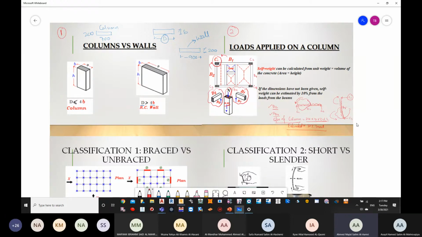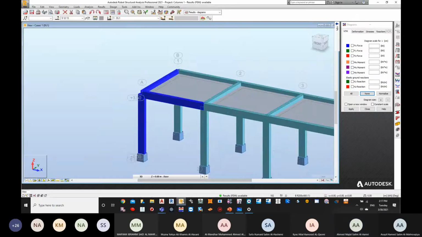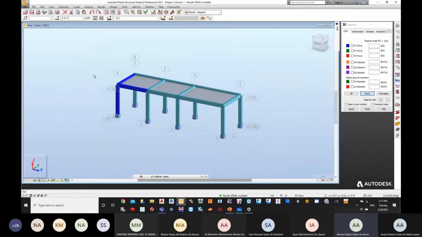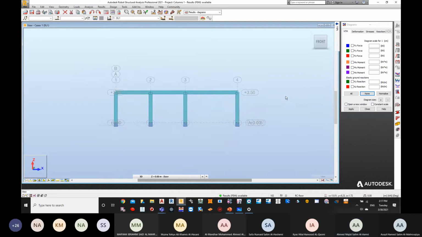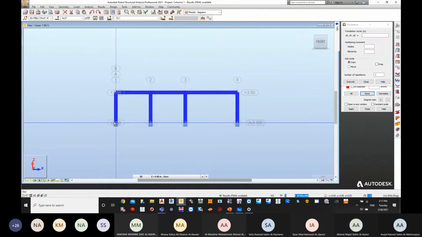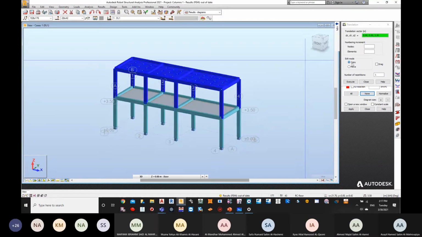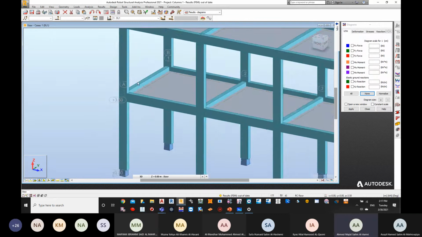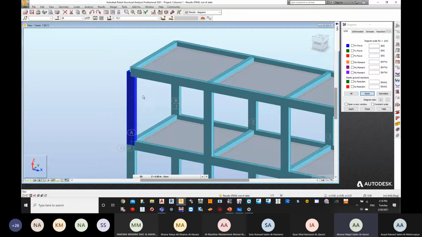And we say the column is going to take the loads from the different beams plus the self-weight. Now, what if we are having this particular, what if we are having, let us say, what about this column? This column is taking what loads?